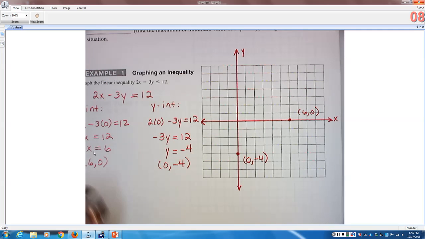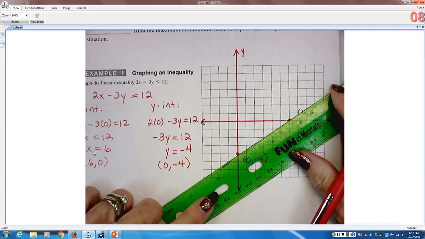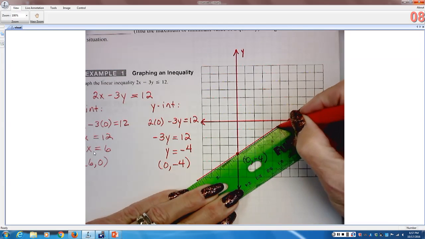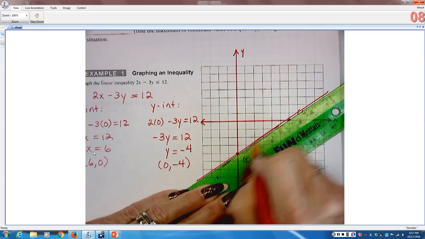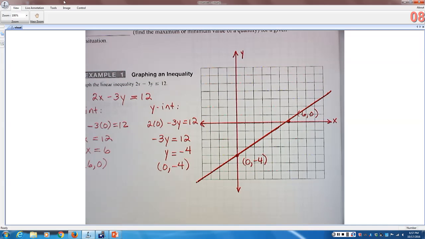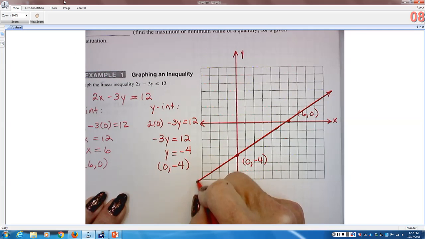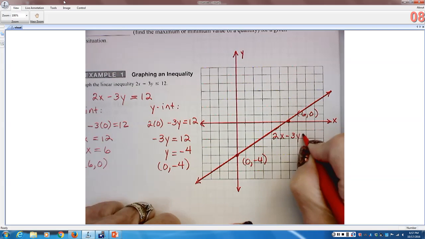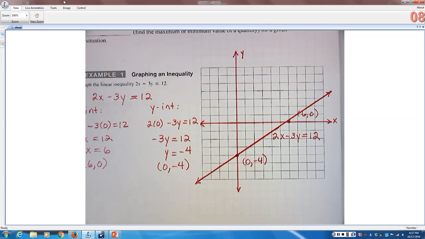And then because this inequality is equal to or less than, any line that I draw will contain solutions to the inequality. So the line is actually going to be part of the solution. So that's the name of the line. And now comes the part where you have to decide what the rest of the solution is.